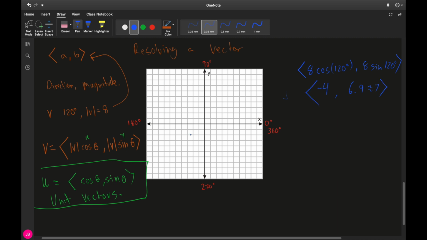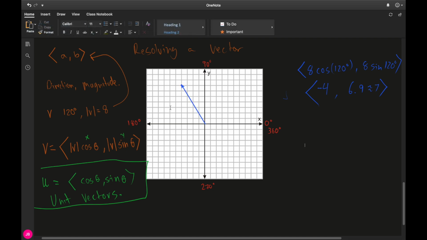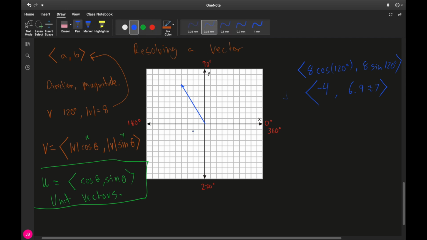And so when we look at this, we say, okay, my vector is going to be 1, 2, 3, 4, and then 1, 2, 3, 4, 5, 6, 7. So we know that it's going to be around there. And the only question we have to ask ourselves is, does this make sense? Does this look like a magnitude of 8? And does this look like 120 degrees? Because if either of those don't make sense, then we might have done something wrong and we would have to redo it. But in this case, they do make sense.